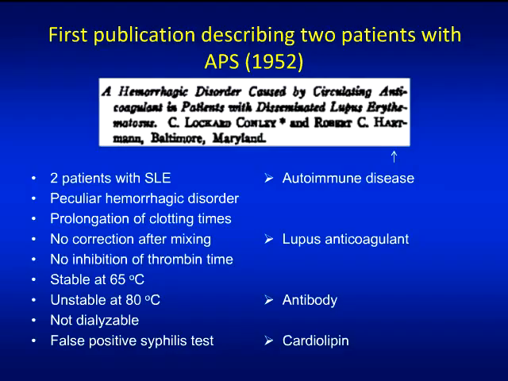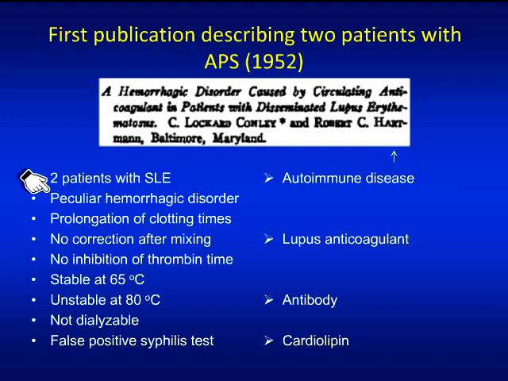The first publication that describes two patients which we think now should have had the antiphospholipid syndrome was in 1952 by Conley and Hartmann. He described two patients with systemic lupus erythematosus, indicating that these patients had an autoimmune disease. They had a very peculiar hemorrhagic disorder. What was so peculiar about this hemorrhagic disorder was that although they had extremely long coagulation times, they did not bleed.